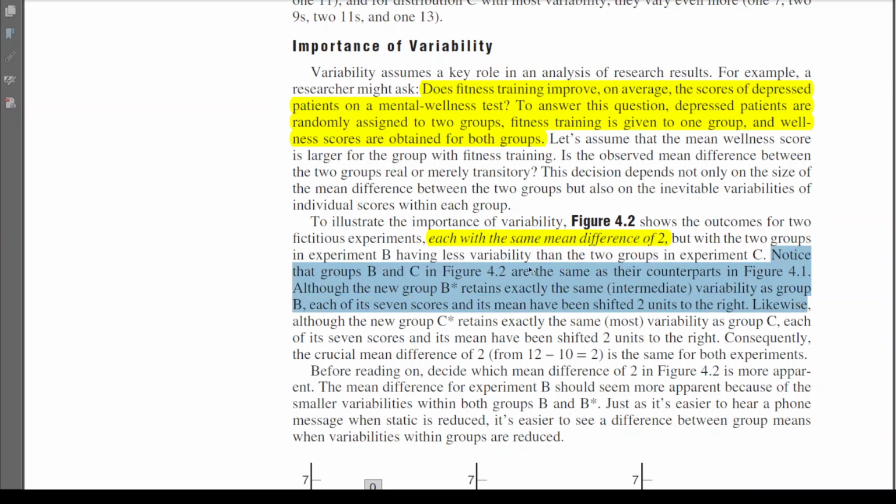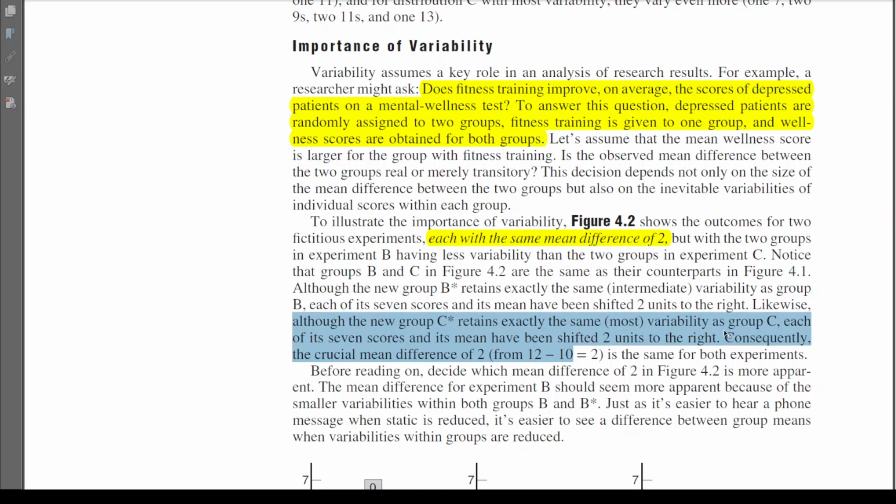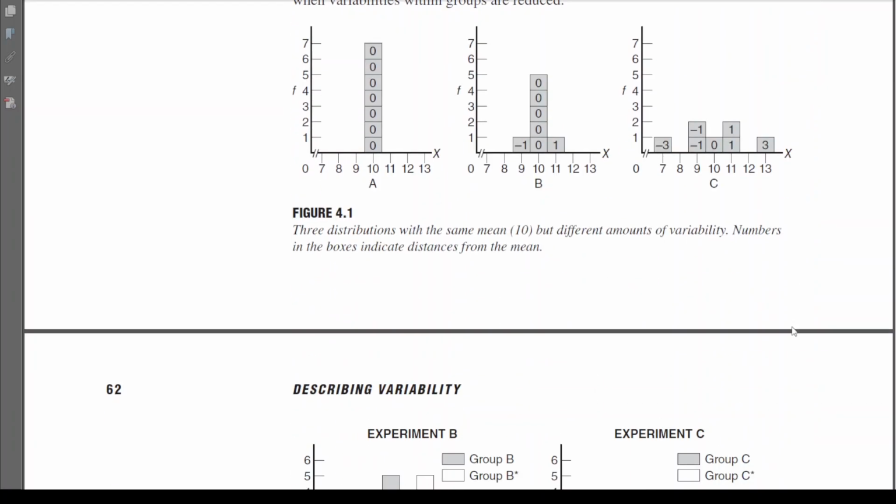Notice that groups B and C in figure 4.2 are the same as their counterparts in figure 4.1. Although the new group B star retains exactly the same variability as the group B, each of its 7 scores and its mean have been shifted 2 units to the right. Likewise, although the group C star retains exactly the same variability within the groups, each of its 7 scores and its mean have been shifted 2 units to the right. Consequently, the crucial mean difference of 2 is the same for both the experiments.